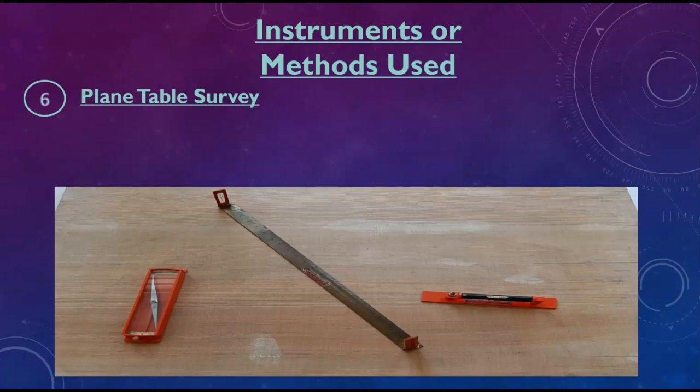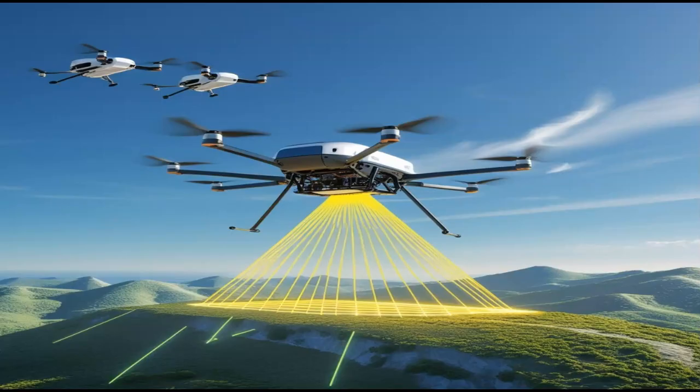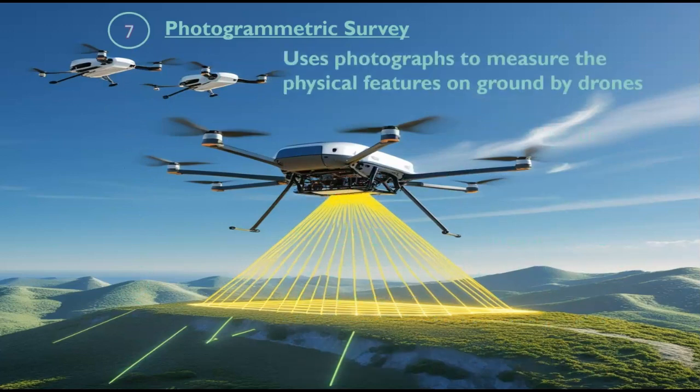Number 6, plane table survey. Plane table survey uses a drawing board to transfer the point from ground to the sheet on the table using alidade, trough compass, and spirit level. This is alidade, this is trough compass, and this is spirit level. Number 7, photogrammetric survey. It uses photographs to measure the physical features on ground by means of drones or any other flying equipments.